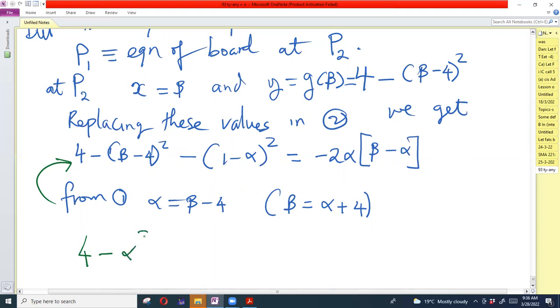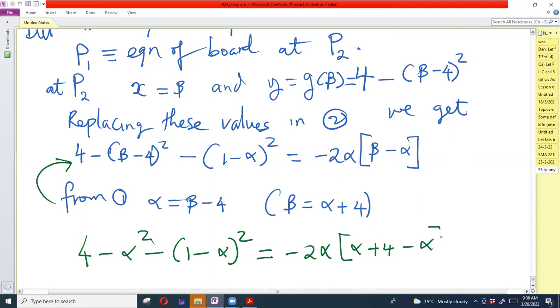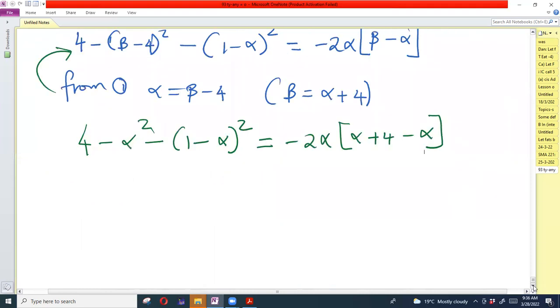so it'll be alpha squared minus 1 minus alpha squared equals minus 2 alpha into, where this beta will be replaced by alpha plus 4 and then minus alpha. So I just want to express everything in terms of alpha. So which means we'll have 4 minus alpha squared minus 1.